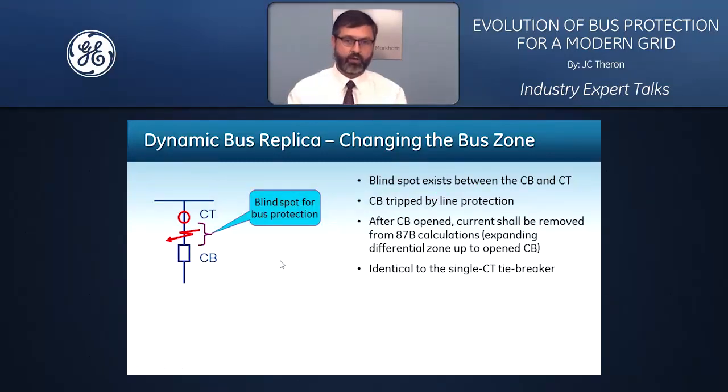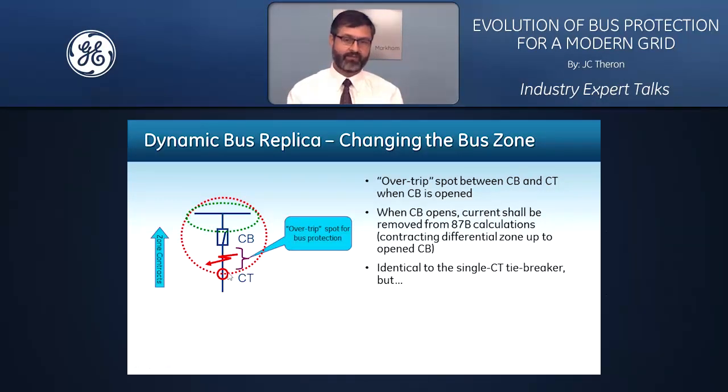Now, a blind spot can also exist between a current transformer and a circuit breaker in this configuration, similar to what we saw in the bus tie with the circuit breaker configuration. So in this case, the circuit breaker can be tripped by a line protection, and after the circuit breaker opens, the current must be removed from the differential calculation, expanding the differential zone to cover this blind spot as well. So it's identical to the single CT tiebreaker situation.